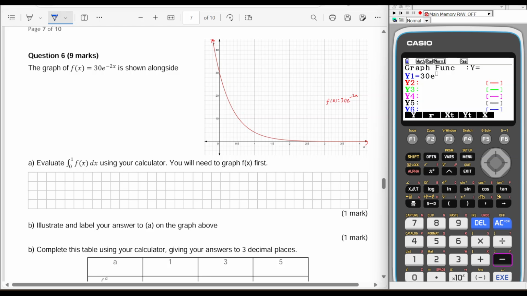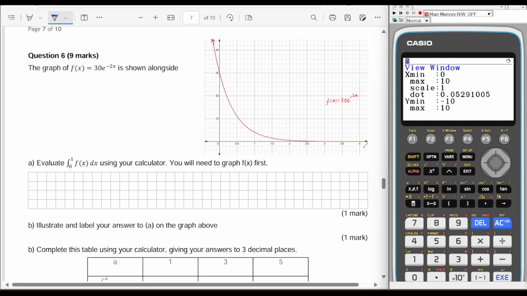30e to the minus 2x. Draw that. We can use a window to help. The window goes from 0 to 4, and then from 0 to 40. Have a look at that. There we go. And then G-solve across integral.